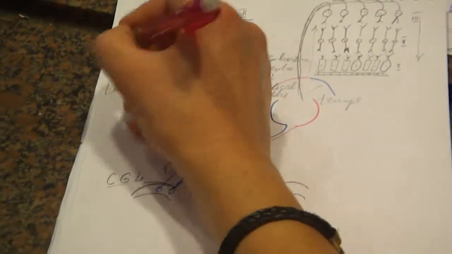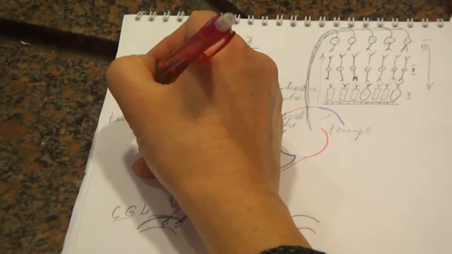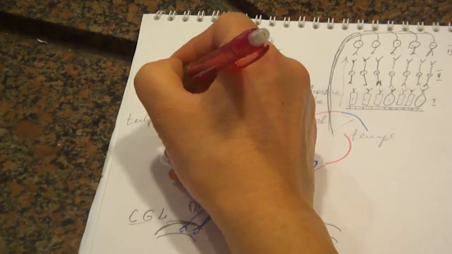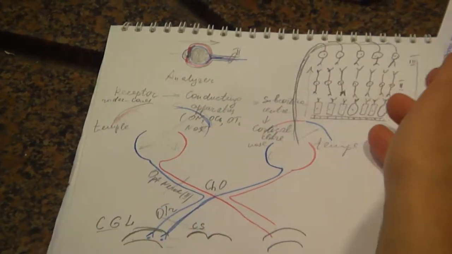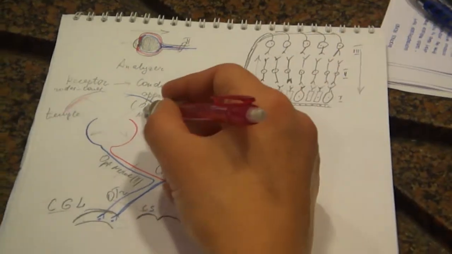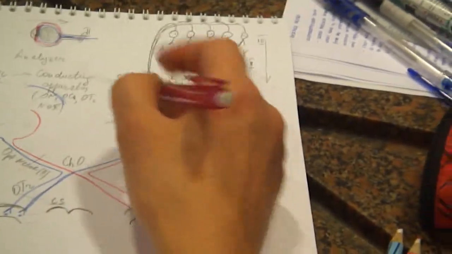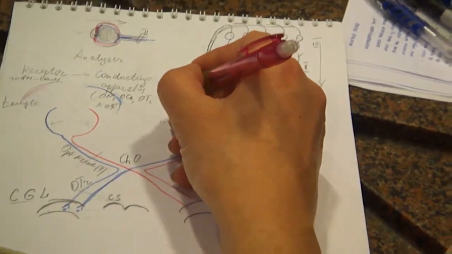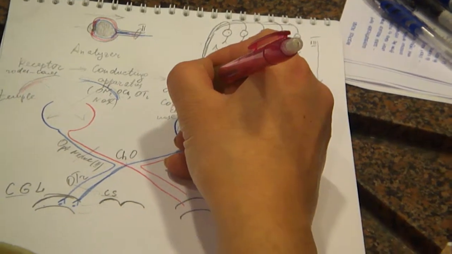Receptors, rods and cones, and also here participate bipolar cells, which send from rods and cones to the multipolar cells. Together they form the receptor apparatus, then the optic nerve, optic chiasma, optic tract, corpus geniculatum, subcortical center, corpus geniculatum laterale and colliculi superiores, and cortical center.